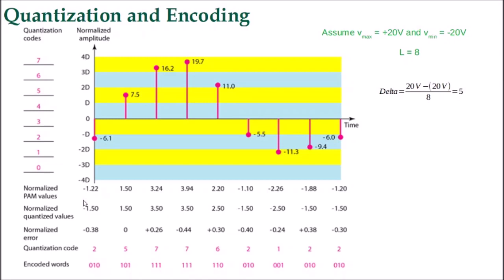In the chart, the first row is the normalized value for each sample. We got this value by dividing the actual amplitude by the delta. The quantization process selects the quantization value from the middle of each zone. This means that the normalized quantized values in the second row are different from the normalized amplitudes. The difference is called the normalized error, the third row. The fourth row is the quantization code for each sample based on the quantization levels at the left of the graph. The encoded words, the fifth row, are the final products of the conversion.